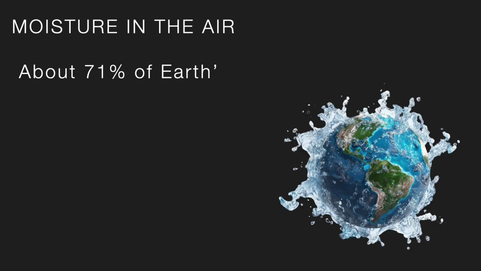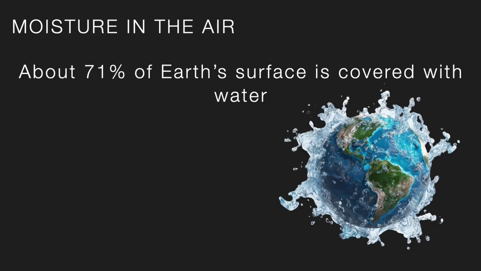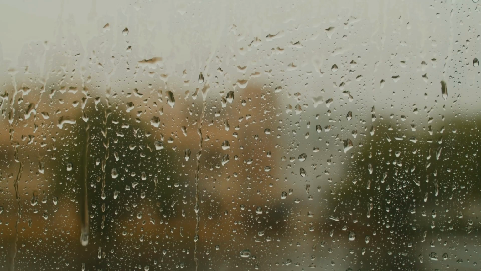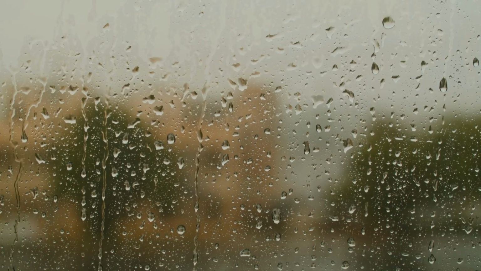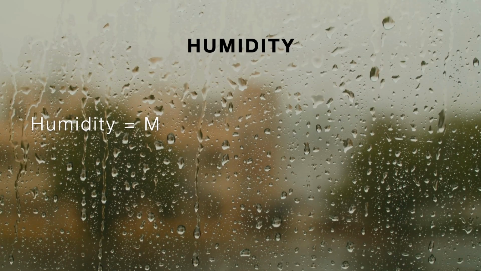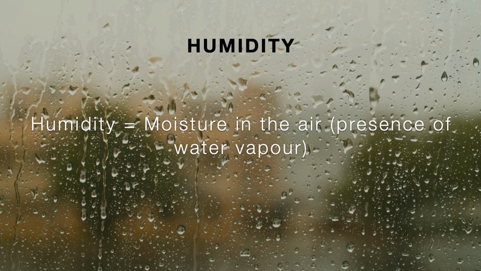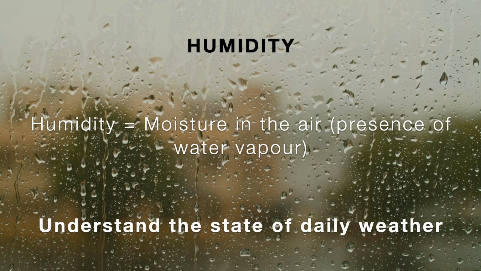Let's talk about moisture in air. About 71% of Earth's surface is covered with water. Because of this, evaporation is happening all the time. So, water vapor is always present in the air around us. This presence of water vapor in the air makes it moist, and this moisture in the atmosphere is called humidity. Humidity is the moisture in the air, that is, presence of water, right? The amount of water vapor in the air helps us understand the state of daily weather, whether it feels dry or sticky, pleasant or uncomfortable.